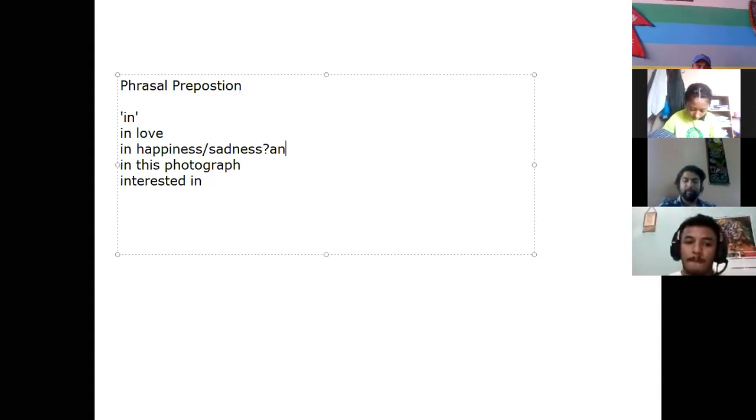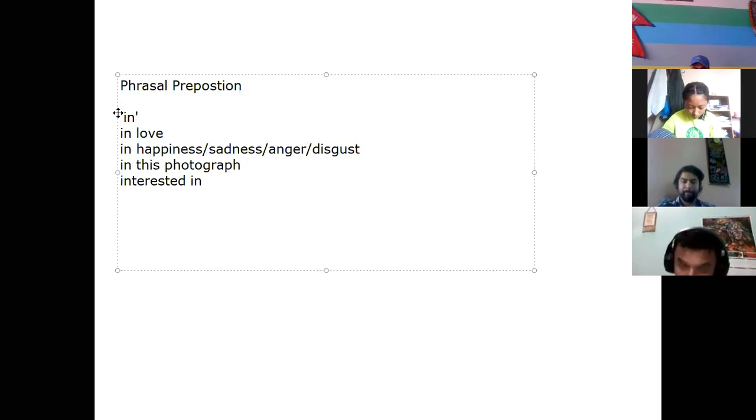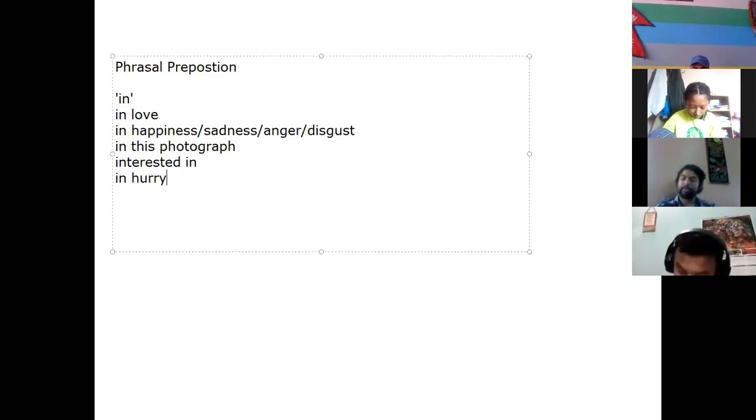Or in anger, in disgust, in hurry. Hurry la hasty पनि भन्छ है. In hasty, in a hurry.